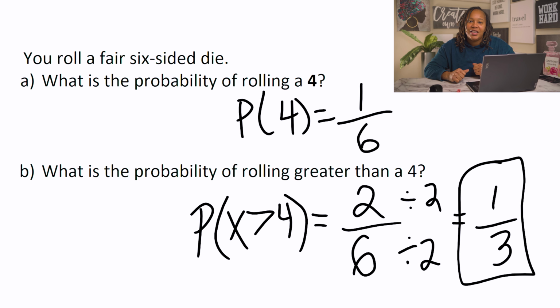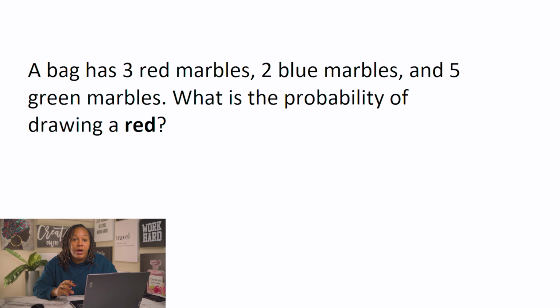All right, let's look at another example. Example 2 says a bag has 3 red marbles, 2 blue marbles, and 5 green marbles. What is the probability of drawing a red? So we have a bag with marbles in it. There's a total of 3 plus 2, which is 5, plus another 5, which is 10. There's a total of 10 marbles in it.